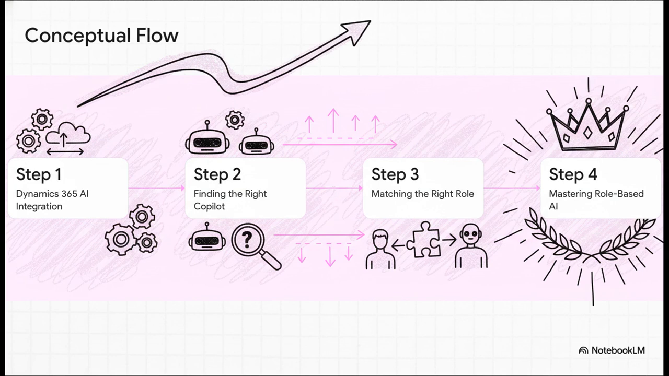Let's trace how this builds out across the entire concept. You don't just magically jump to mastery. First, you start with Step 1, that basic Dynamics 365 AI integration. Then, Step 2 is finding the right copilot for the task at hand. Step 3, matching it to the right role. That's the human element. And finally, when all those things perfectly align, you reach Step 4, mastering role-based AI. It's just a brilliant logical flow from software installation all the way to true human mastery.